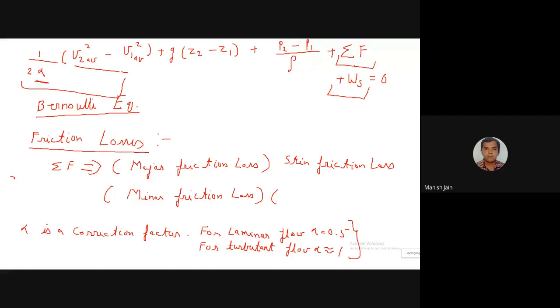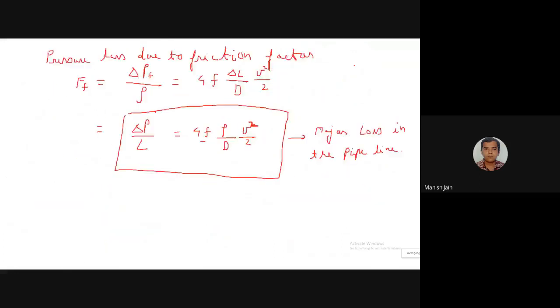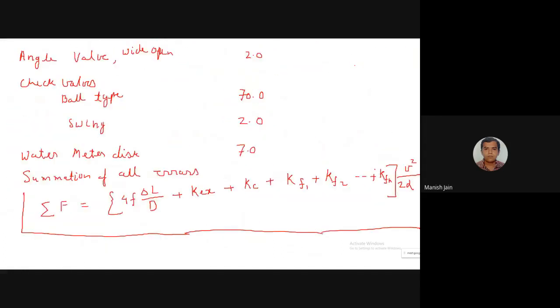Sigma f can be calculated from this formula. So this is the formula of sigma f. It is the summation of the skin friction factor, the friction factor due to the sudden expansion, the friction factor due to the sudden contraction, then the friction factors due to the different types of fittings present in the system, multiplied by v square, velocity squared, divided by 2 alpha. Okay, you will get the sigma f. Once you know the sigma f, you can calculate the overall power requirement in the pump.